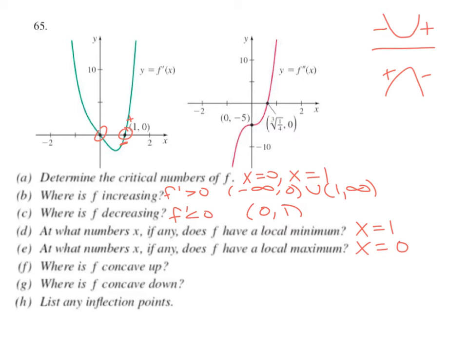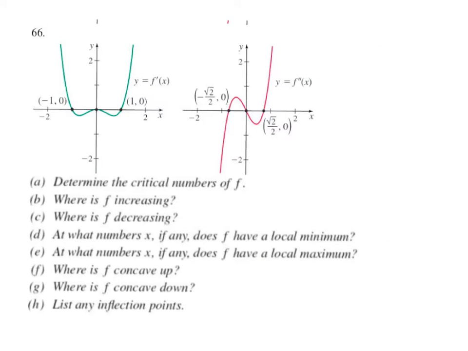Concave up, so that's looking at f double prime. f double prime is greater than 0 from the cube root of 1/4 to infinity. Concave down, negative infinity to the cube root of 1/4. That's f double prime below the x-axis, and then x equals the cube root of 1/4 is your inflection point, since that's where f double prime equals 0 and f double prime changes from negative to positive.